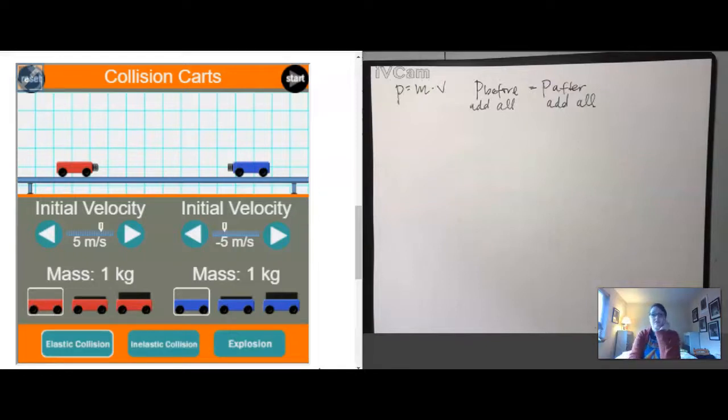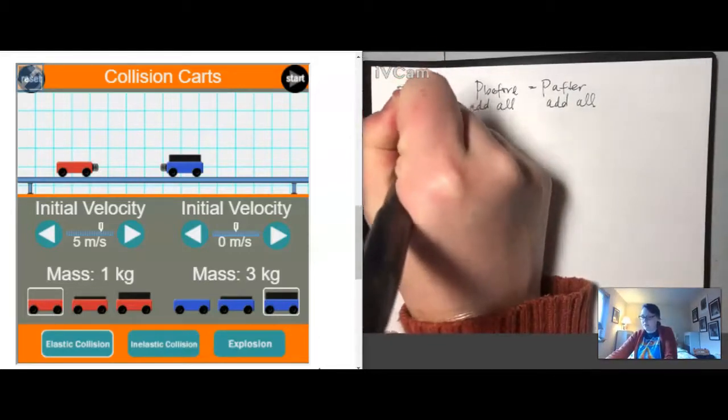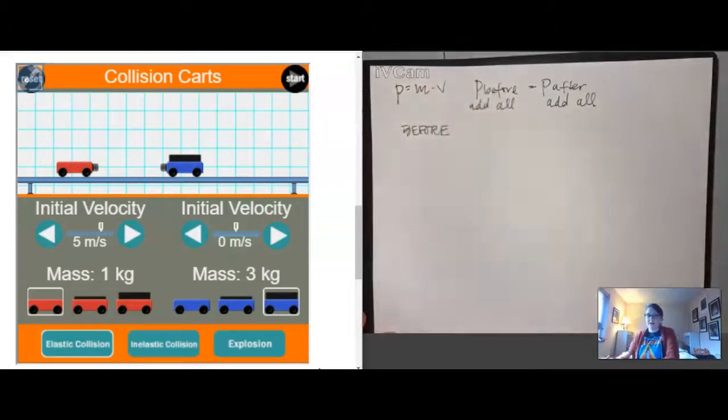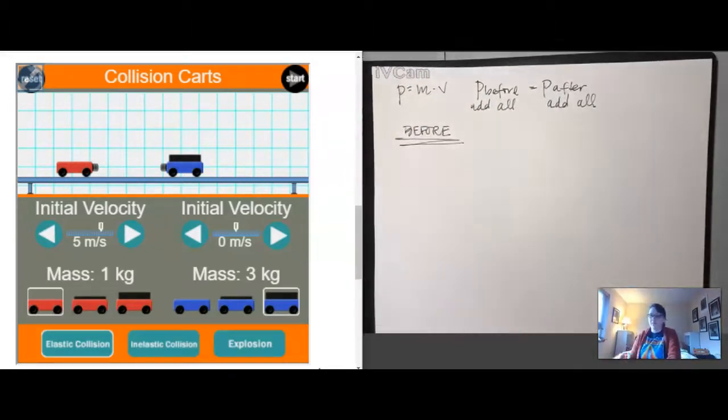So here we go. I'm going to start right here with the scenario you're asked to do. I believe first is to have the blue car be at rest. I'm going to move it over a little bit just so I can see it better. I've got the red car going 5 meters per second in the positive direction. And I'm going to make the blue car big. Everyone always starts left to right and makes the red car big, but I'm going to make the blue car big. So let's find the momentum, and we're going to analyze what's happening before the collision, and then we'll analyze what's happening after the collision. So I'm going to start with before.